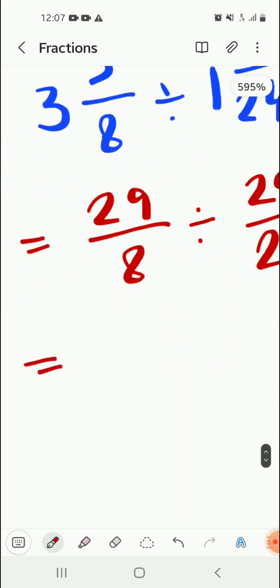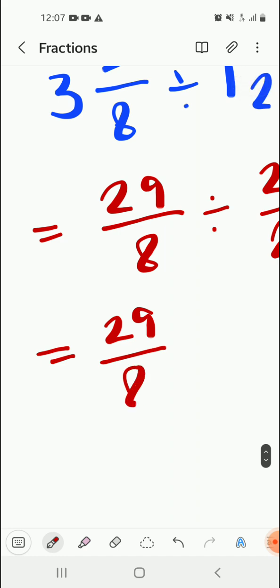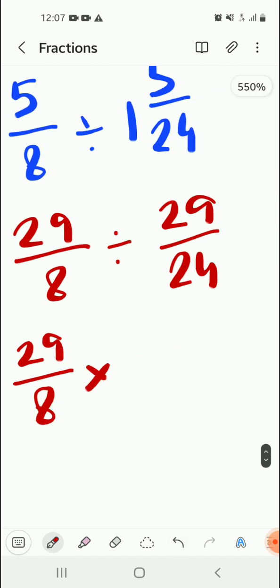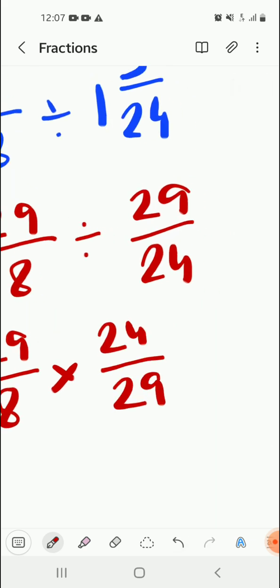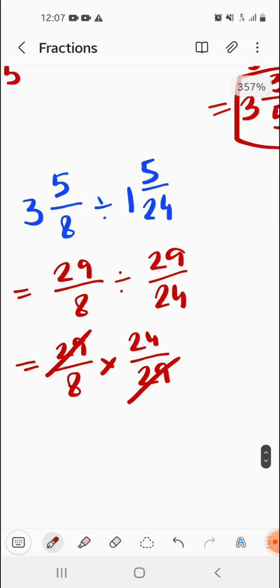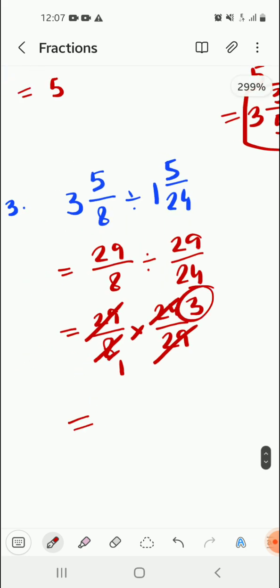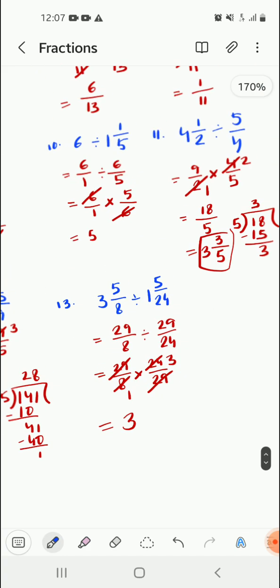Now in the next step we are going to solve it. 29 by 8, the first fraction, write it as it is. Then use multiplication instead of division, and use the reciprocal of 29 by 24, which is 24 by 29. Now see, this 29 gets cancelled diagonally. And 8 divided by 8 is 1 and 24 divided by 8 is 3. So in the numerator we are left with 3 and in the denominator we are left with 1. So we'll write only 3, because 3 and 3 by 1 mean the same thing. That is it. Moving on to number 14.